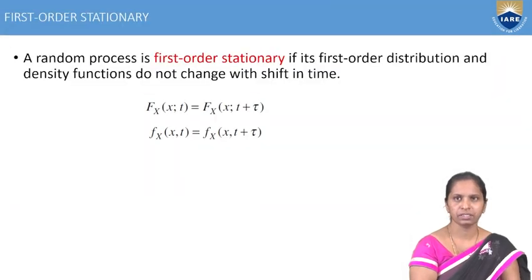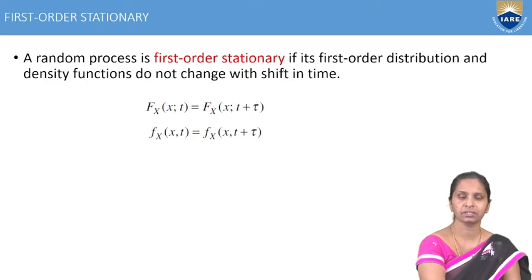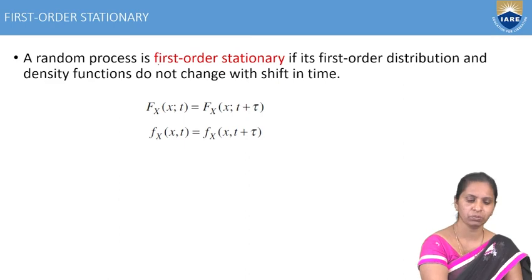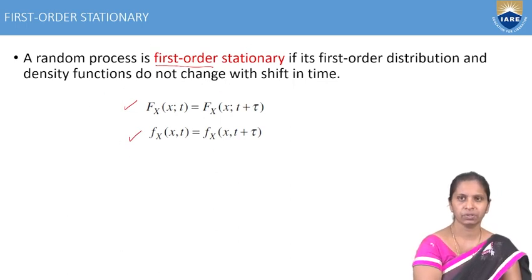And first order stationary. What do you mean by first order stationary? What is stationary? If the statistical properties do not change with time, it is called a stationary random process. Then what is first order stationary? If its first order distribution function and density function do not change with time, it is called a first order stationary random process.